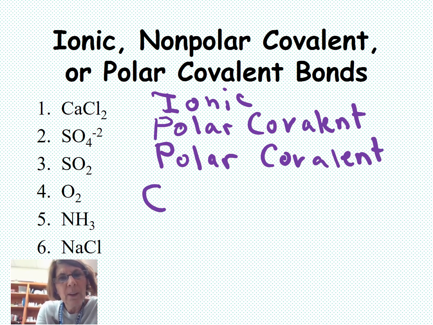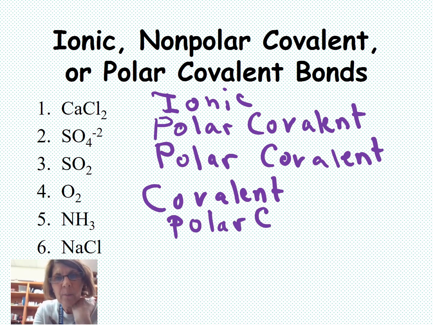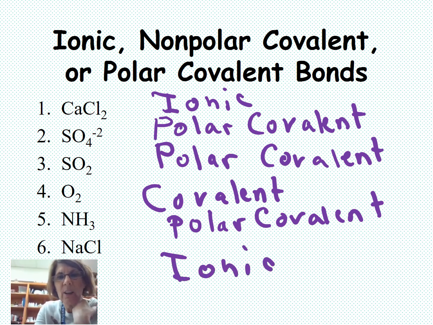So O2 would be covalent because there's no difference. And let's look at nitrogen. Nitrogen looks like it's about 3.0 and hydrogen is 2.1, so it's 0.9. So we're going to say NH3, nitrogen trihydride, is polar covalent. And then the last one, sodium chloride, we're just talking about the bonds now, is ionic because it's a large difference. All right, so we're going to stop right here.